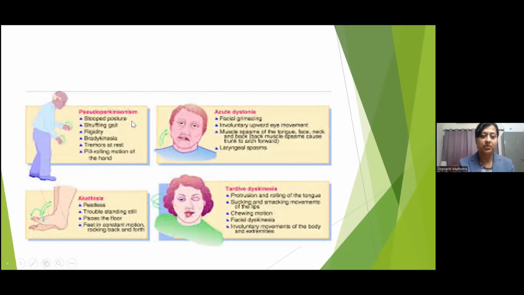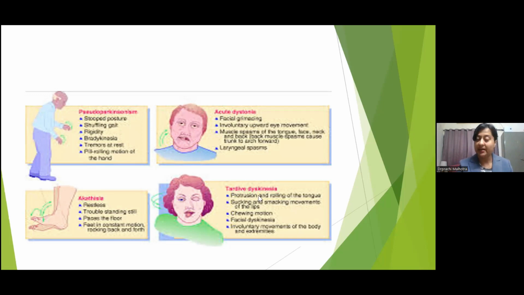In acute pseudo-Parkinsonism, there will be a stooped posture, shuffling gait, rigidity, and bradykinesia could be there. And this is the acute dystonia picture. In acute dystonia, what happens? There is involuntary movement, eye movement, facial spasm, laryngeal spasm, and muscle spasm, mainly in the neck and facial area. Then there is akathisia. In akathisia, there will be trouble. The person will have trouble standing up.